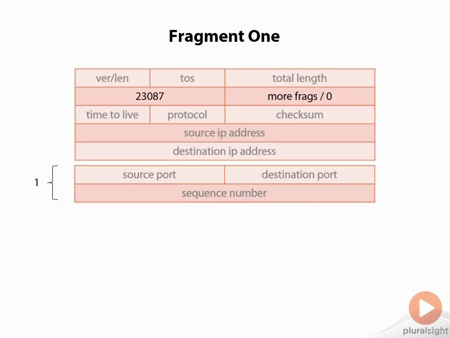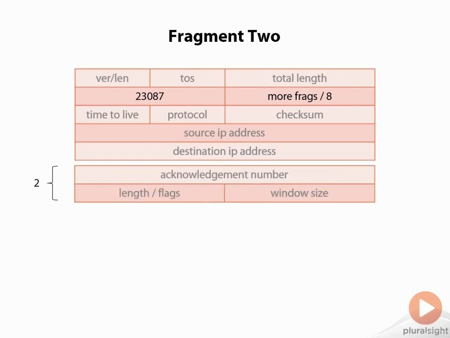The first packet to be sent would include the first fragment. The ID field in the IP header is set to 23087, which uniquely identifies the datagram and will be the same for all 3 fragments. The more fragments flag is set to on, and the fragment offset field is set to 0 since this is the first fragment of the series. Note that the first 8 bytes of the TCP header are included with the packet.